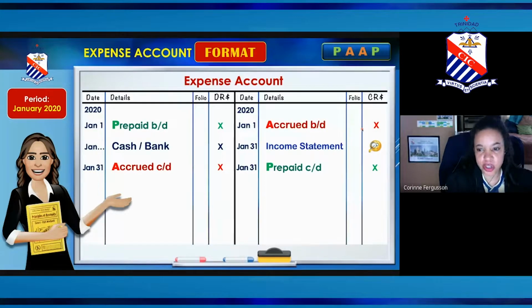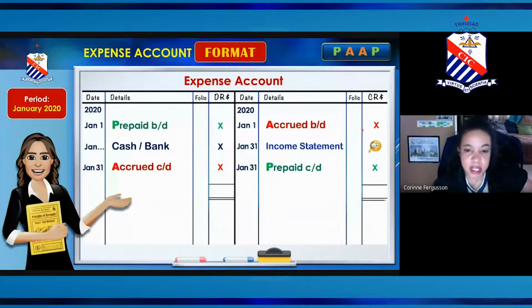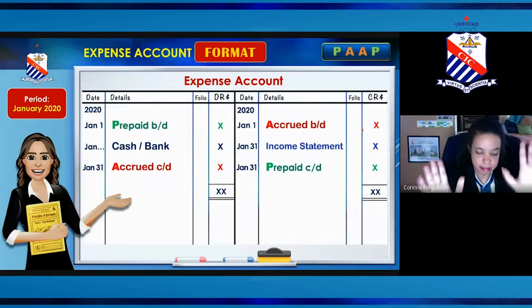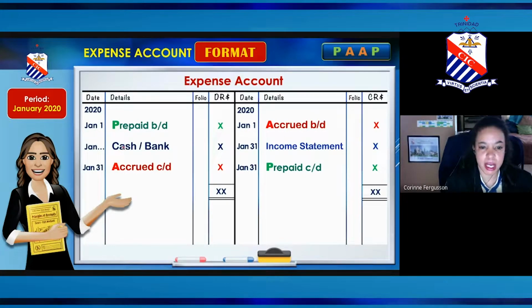You don't usually have your income statement amount, so you have to find it out. And you will total. We're going to go through this in more detail when we're doing the example, okay, guys? You will total it, you will put your totals, and then you find your income statement. And this is it for your main format, PAAP, cash and bank, income statement in the middle, and your two totals here. So just look at that. Imagine your burger.